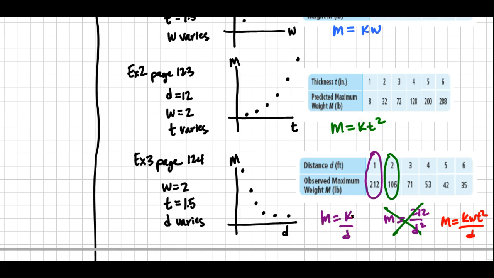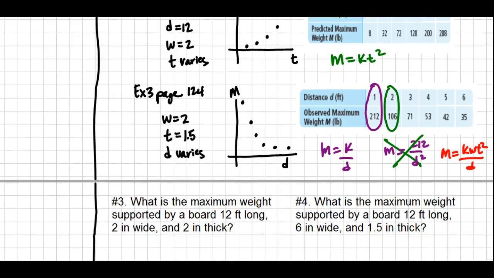A lot of the homework problems are going to ask you to go back through these same tables and graphs and answer questions, like we're going to do in the next two problems, numbers 3 and 4 in the homework. Number 3, what is the maximum weight supported by a board 12 feet long, 2 inches wide, and 2 inches thick? So students need to go back through the examples and look at the tables and the information given to come up with a number. It's not a calculation that's being made, it's simply searching for the right number.